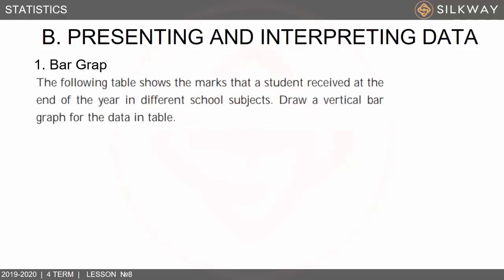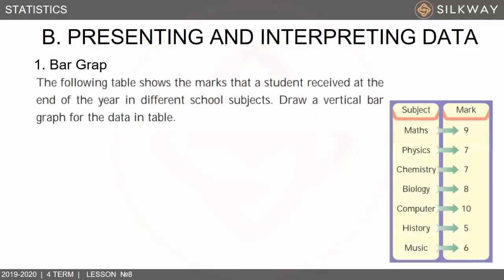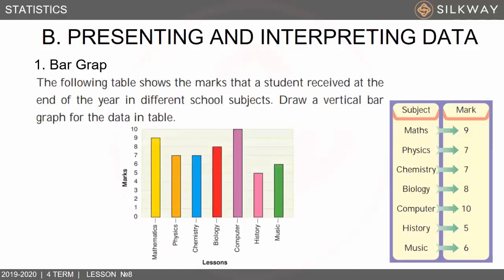Look at the example. The following table shows the marks that a student received at the end of the year in different school subjects. Draw a vertical bar graph for the data in the table. We begin by drawing a vertical scale to show the marks and a horizontal scale to show subjects. Then we can draw bars to show the marks for each subject.